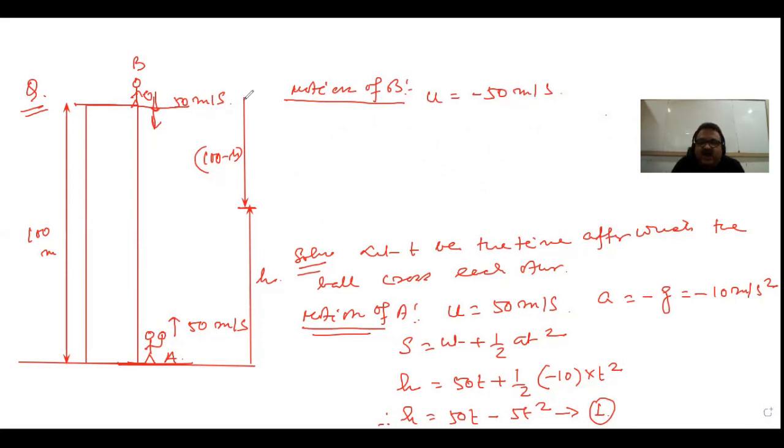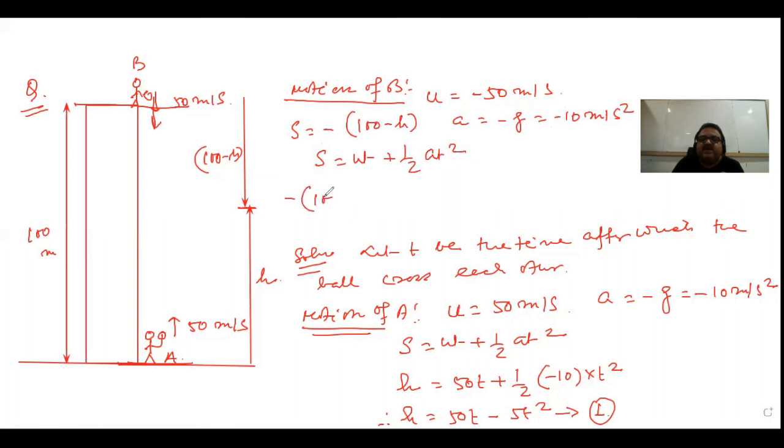Again, look, the height is below the reference level. So in this case, what do I have to consider? h is equal to minus of 100 minus h. a equal to what? Minus of g, minus 10 meter per second square. So applying h is equal to ut plus half a t square, minus of 100 minus h. u is equal to what? Minus 50 into t. Plus a is minus 10 t square.